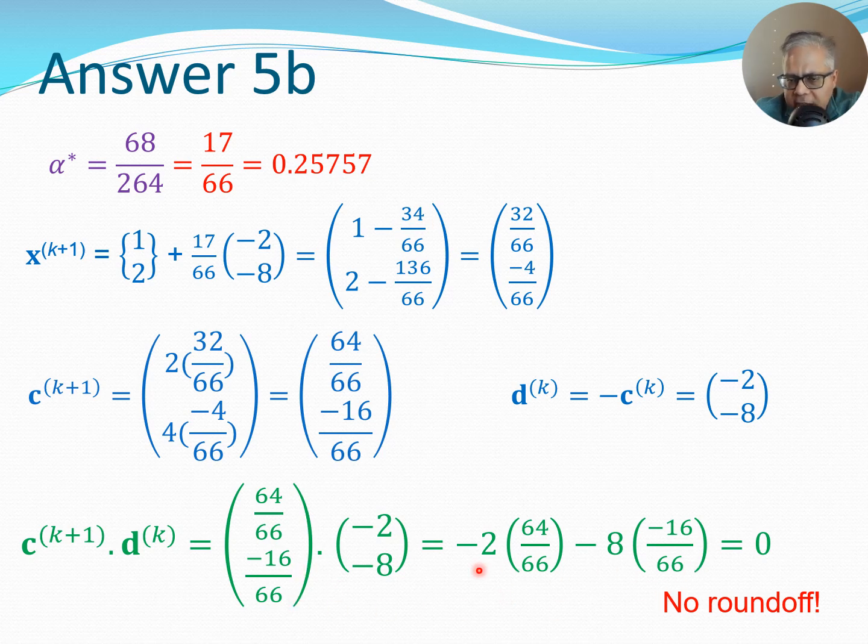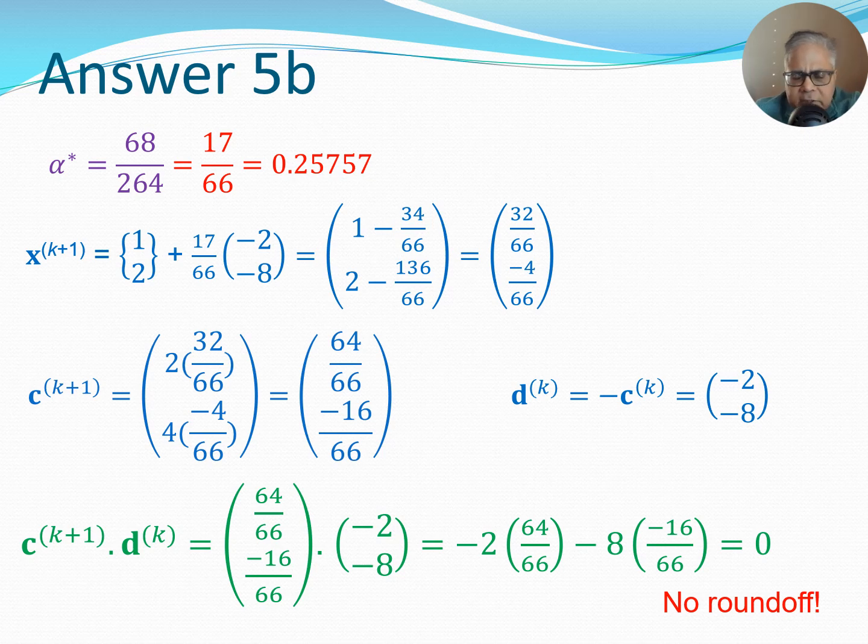Now if you look at this multiplication, the second part is going to become positive, the first part is going to be negative. And you can see that 8 into 16 is going to be equal to 2 into 64. So this is going to exactly become 0. So in this case there is no round off. We have not taken any of these numbers and truncated them. So that's going to give me the exact line search criteria.